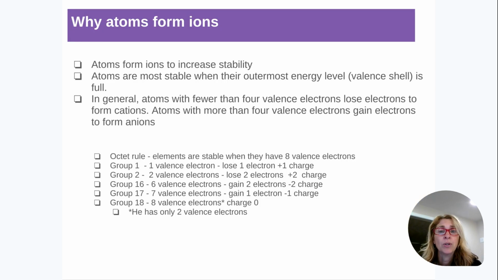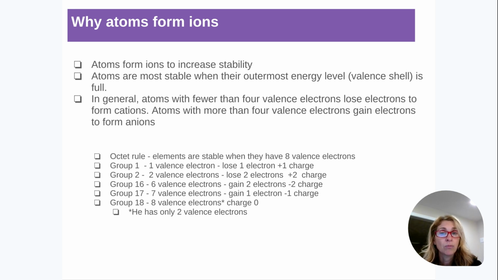Atoms will form ions to increase stability. This has to do with the arrangement of the electrons within the energy level, specifically with those valence electrons, the electrons that are in the outermost energy level. In general, atoms with fewer than 4 valence electrons, those are your metals, will tend to lose electrons and form cations, and atoms with 4 or more valence electrons will tend to gain them. Those are your nonmetals.